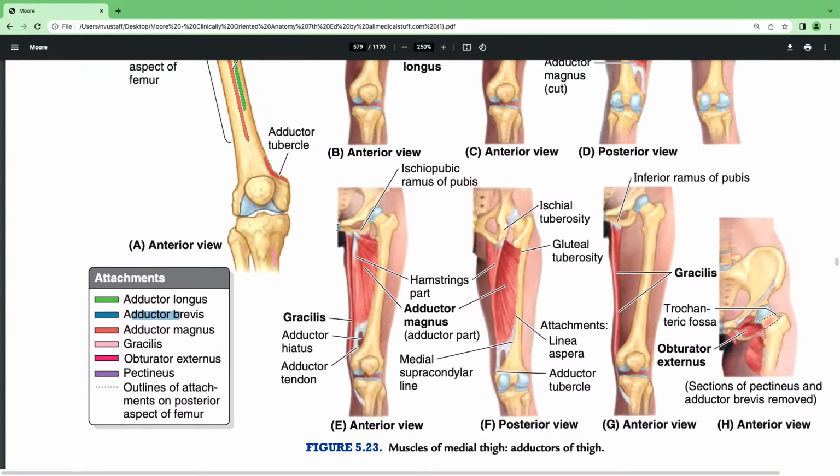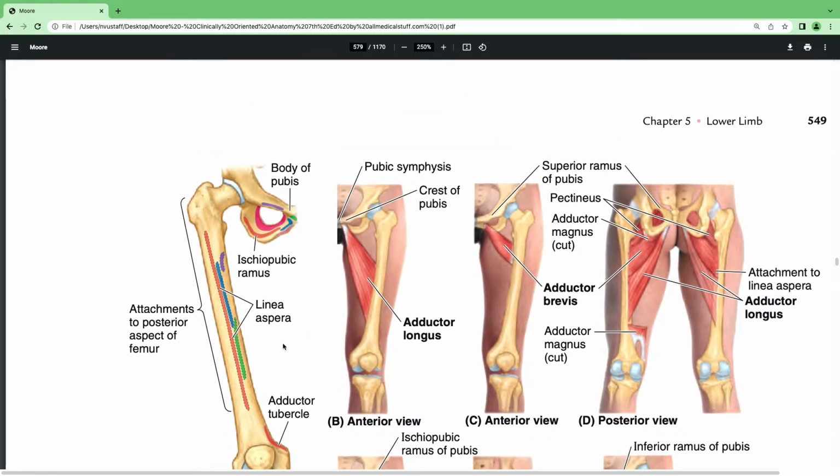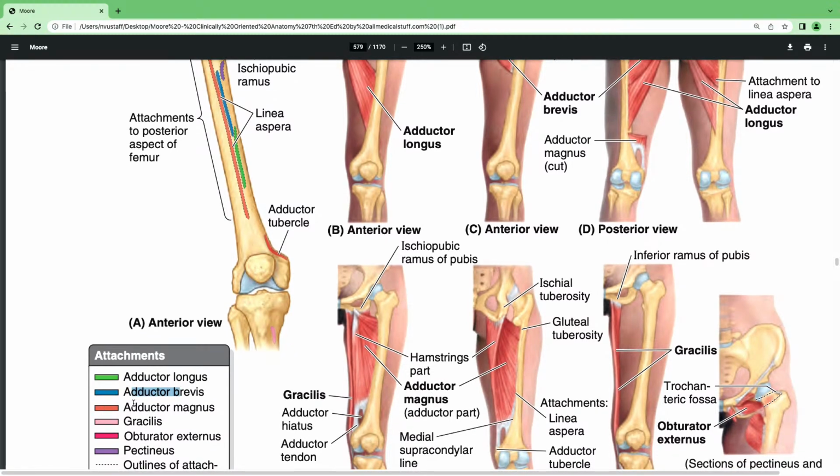That's why if we go back to this picture, picture A, it shows us very well the part of the adductor tubercle particularly, and you see the color which is orange, let's say, where you do have part of the adductor magnus, as you can see here.